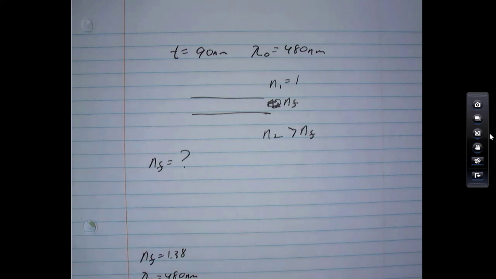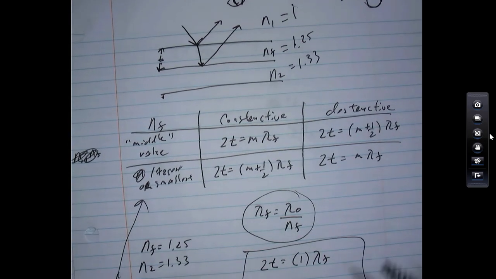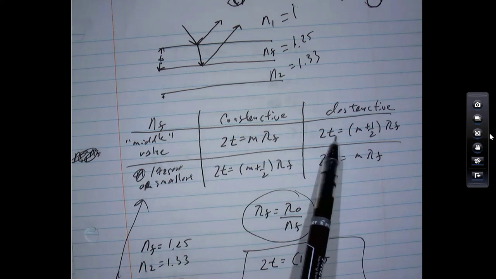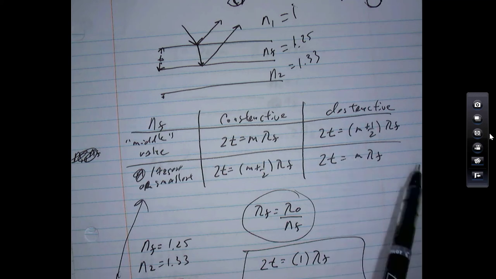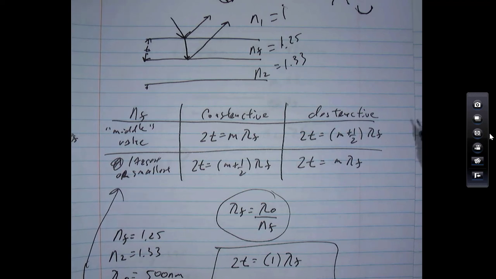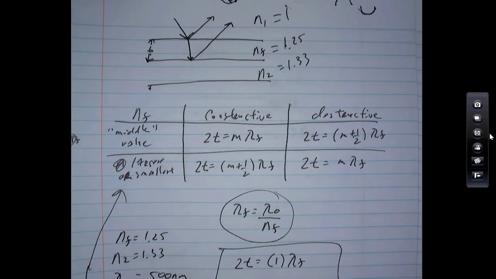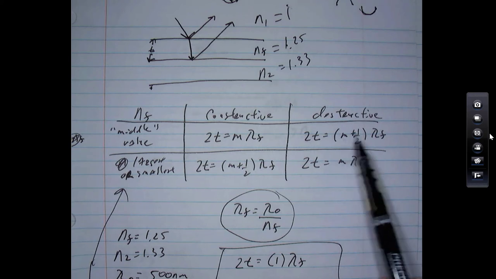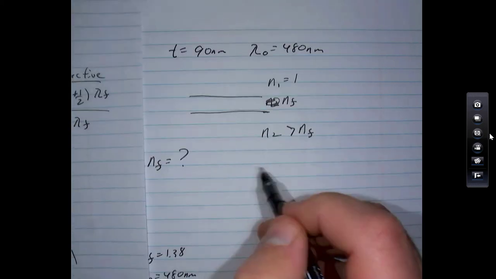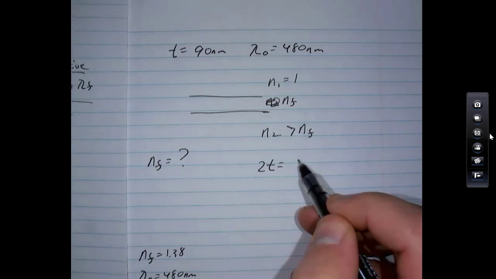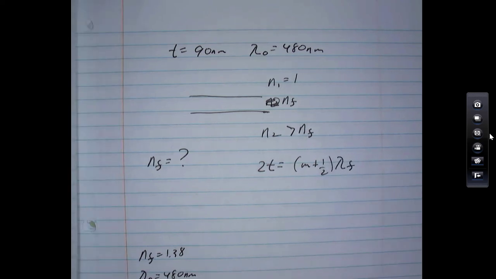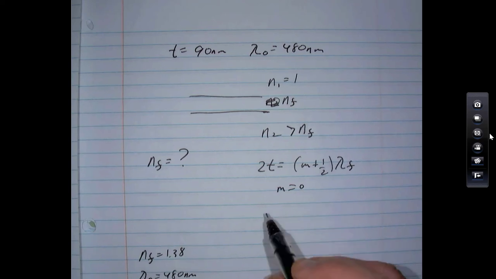Let's look at the chart here. So it's the middle value again. So for destructive interference, we have 2t is (m plus a half) times the wavelength in the film. And in this case, they told us it's the minimum thickness, so we're assuming m is equal to 0 because that's as small as this expression can be. All right, let's use that formula. So 2t is (m plus a half) wavelength in the film. So m equal to 0 gives us this.